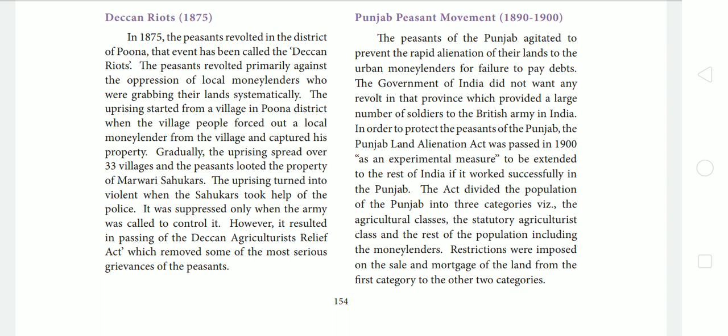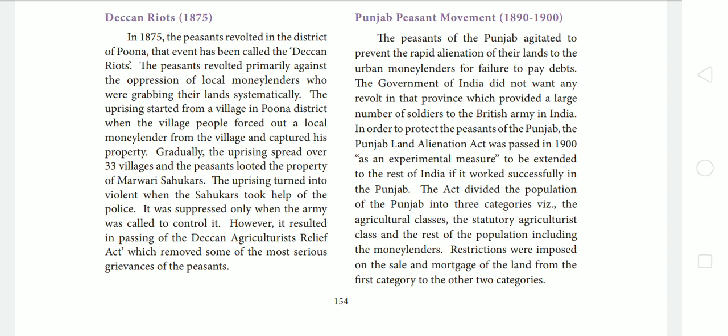So the act divided the population of the Punjab into 3 categories. According to this act, the population of Punjab was divided into 3 categories: the agricultural classes, the statutory agriculturalist class, and the rest of the population including the moneylenders. Restrictions were imposed on the sale and mortgage of land from the first category to the other categories. Who is the first category? The agricultural class.